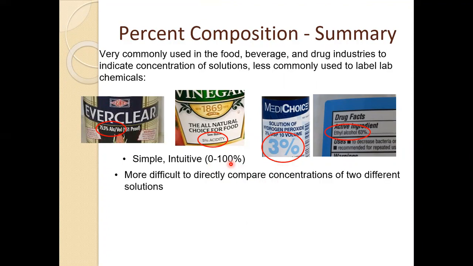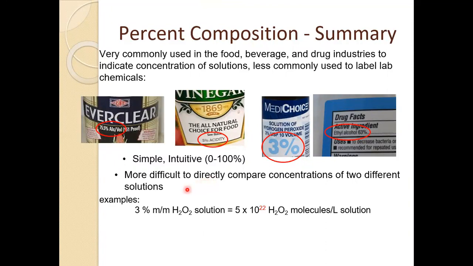The problem, though, is the reason why we don't continue with percent composition for most of our chemical studies: it's more difficult to directly compare concentrations of 2 different solutions if those solutions are labeled with simply their percent composition. As an example, if we have a 3% mass over mass hydrogen peroxide solution, that describes the amount of hydrogen peroxide per volume of solution. And we find that there are, based on that number, about 5 times 10 to the 22nd hydrogen peroxide molecules per liter of solution. It's this number that's going to help us understand the chemistry and behavior of this solution.